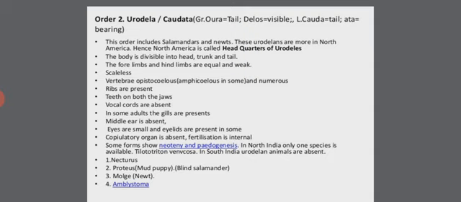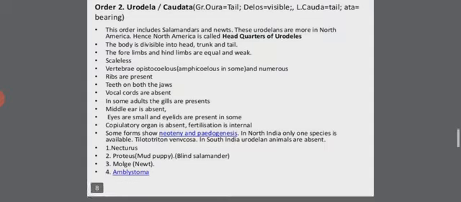Some good examples are Necturus, commonly also known as siren, Proteus, commonly known as mud puppy or blind salamander, and Molge, commonly known as newt. And the larval form of this Necturus is what is known as Ambystoma. So this is all about order 2, Urodela.